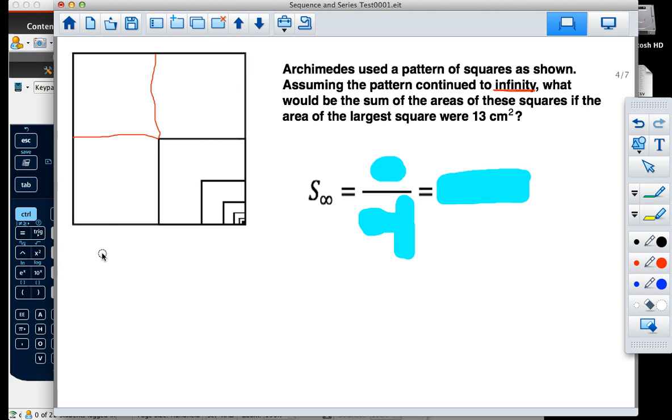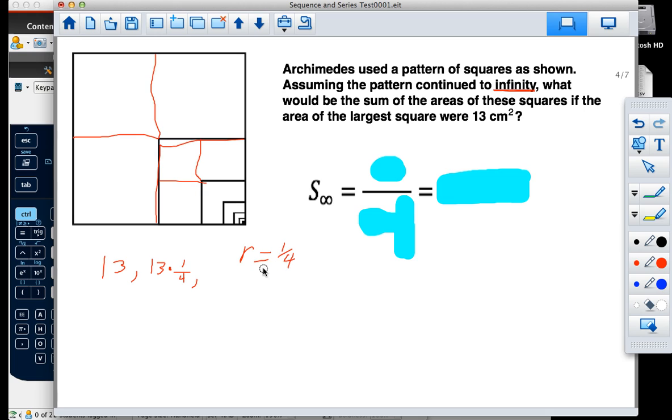Then the ratio. So let's say my first term was 13. To find the second term, I would multiply 13 by 1/4 because this box here is 1/4 the size of the bigger box. So your second term is 13 times 1/4. And then your next one, notice this box is 1/4 the size of this box. Okay, so your common ratio here, your R value, is just 1/4.